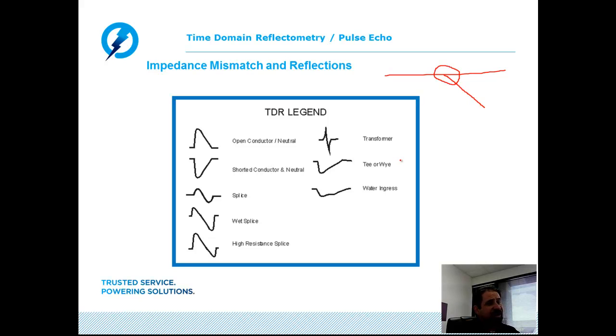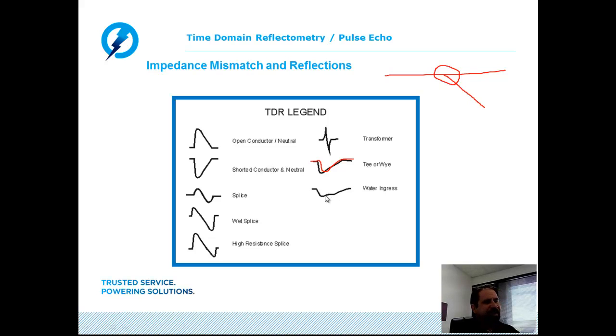Since capacitive changes cause these negative reflections, a T or a Y actually shows up more on the pulse echo as kind of a negative check mark looking image. But again, after viewing these a few times on the TDR, you start to get used to these patterns.